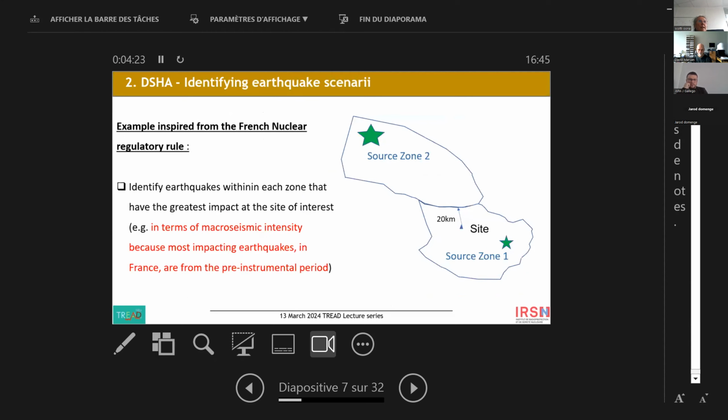So if we take an example where we have identified a site and the two sources that we are going to be concerned with for this site, you see that we have identified two earthquakes. One earthquake in source 1 occurs within the site region, and then another earthquake occurs 20 kilometers away.